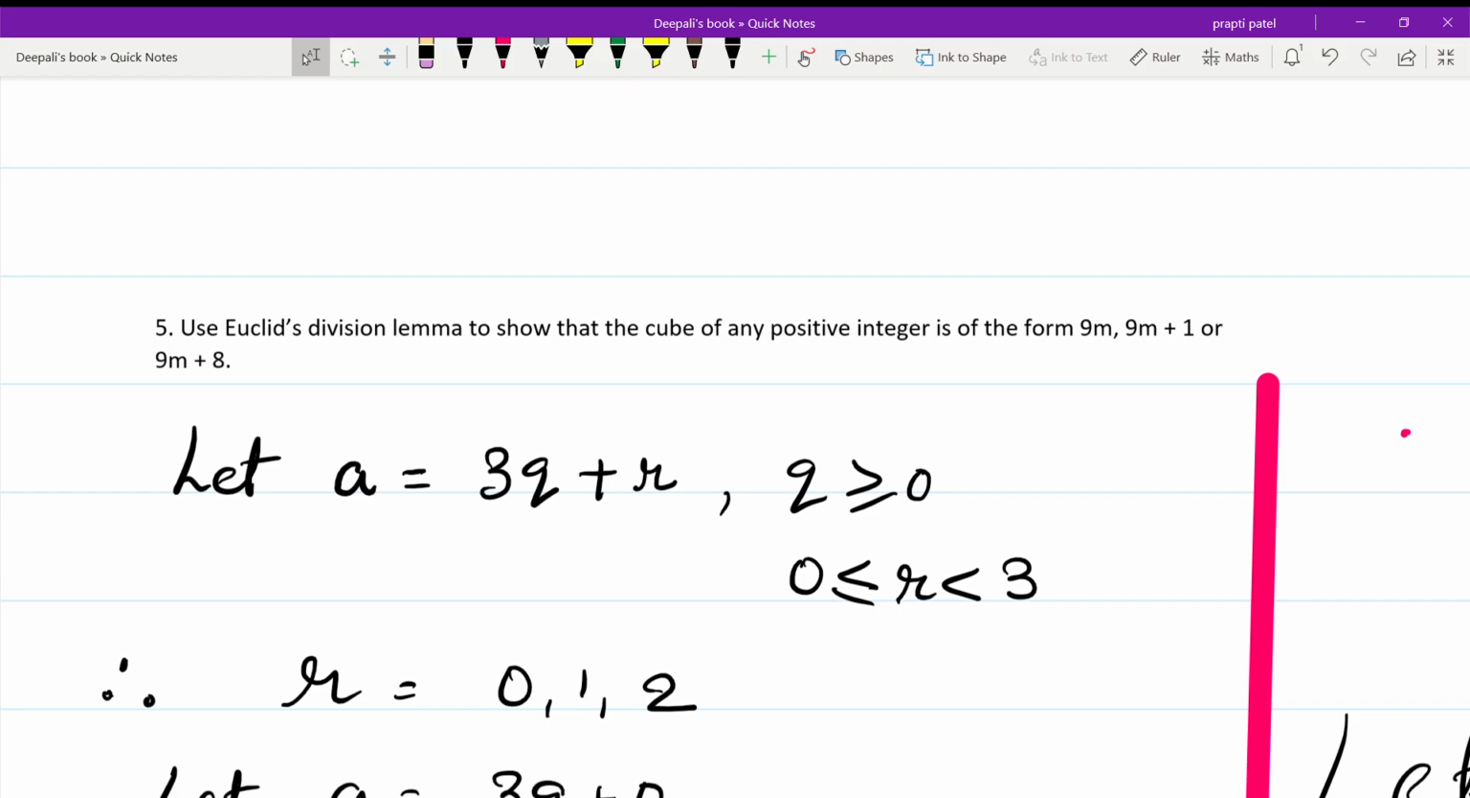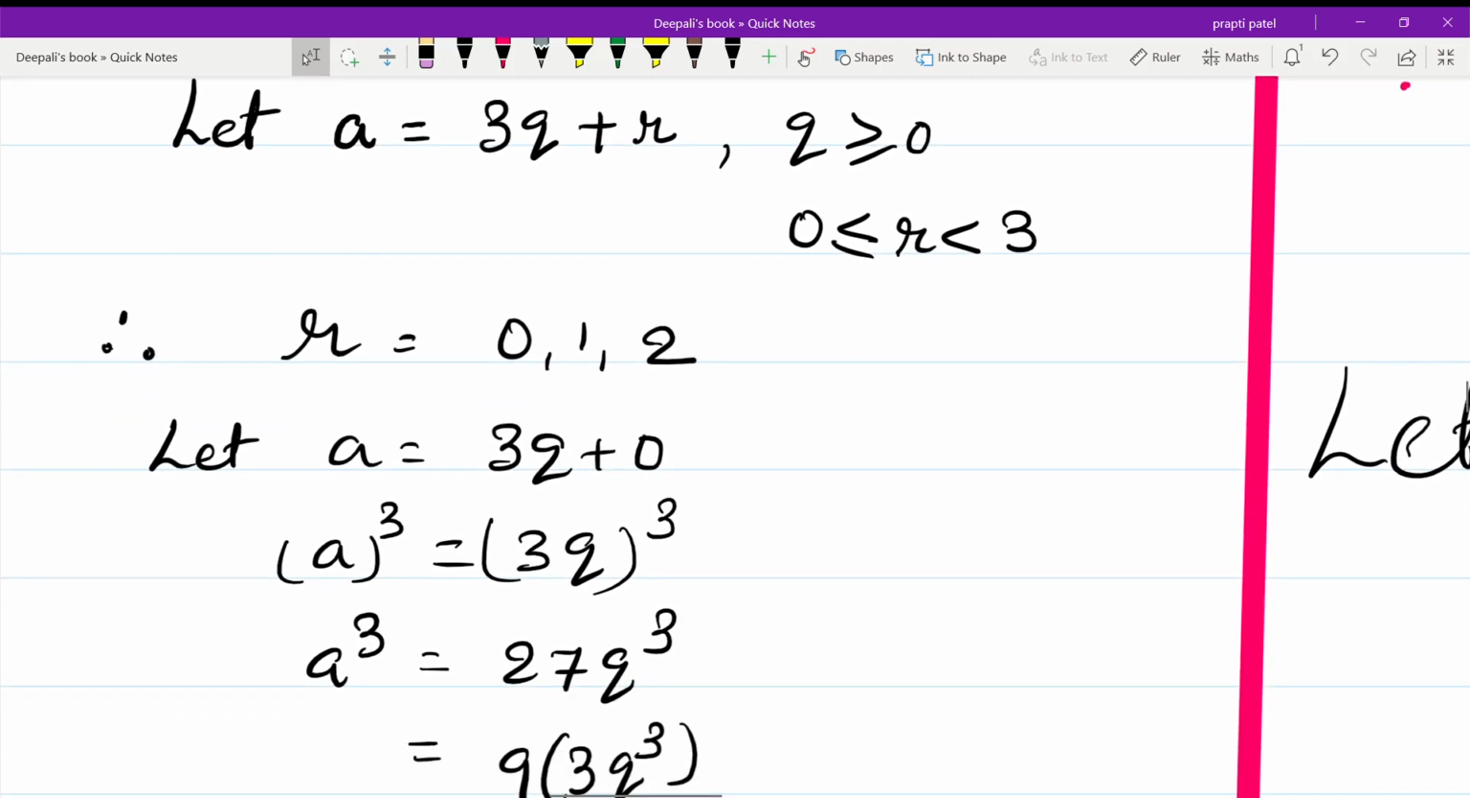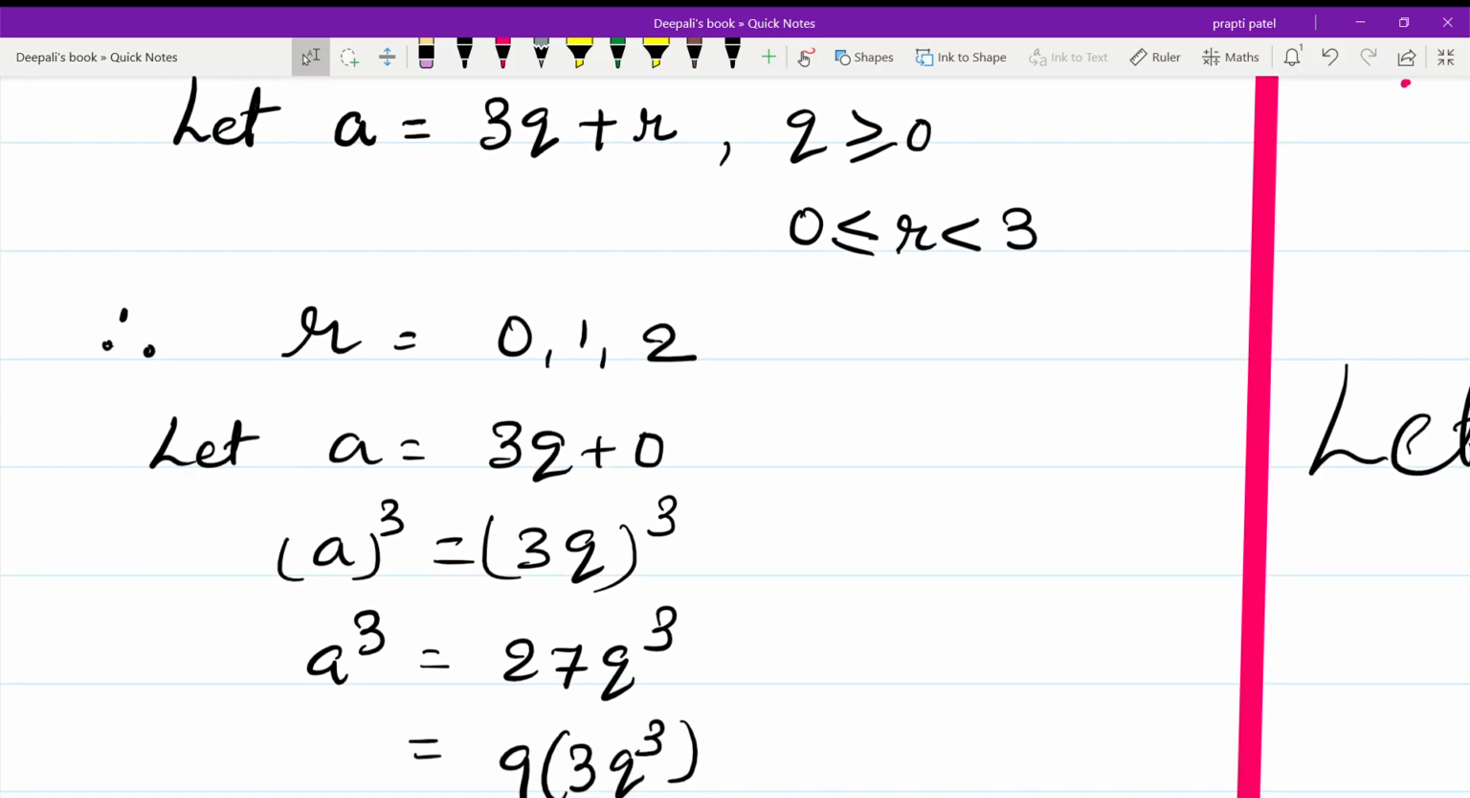Now let a is equal to 3q plus r and q greater than or equal to 0. And r will be greater than or equal to 0 and less than 3. Therefore, the possible values of r are 0, 1 and 2.